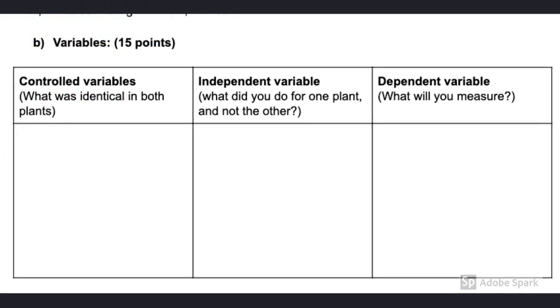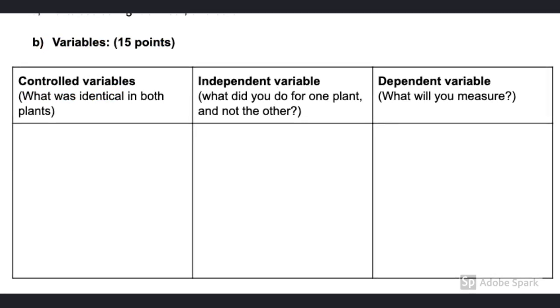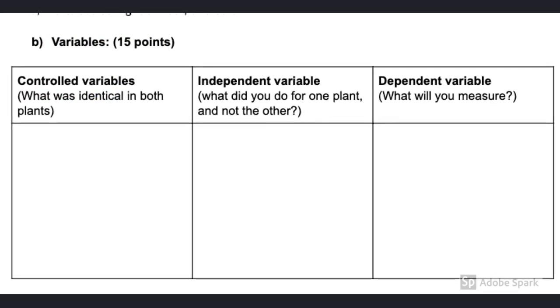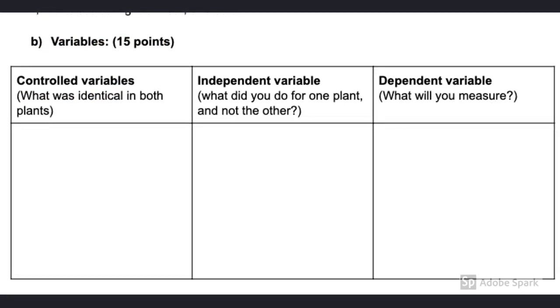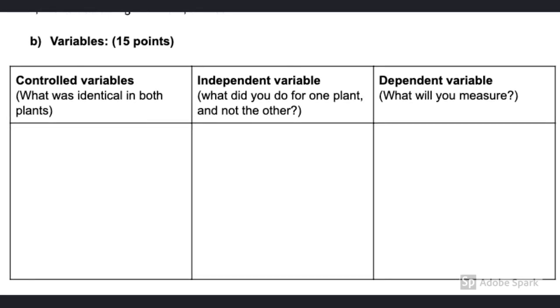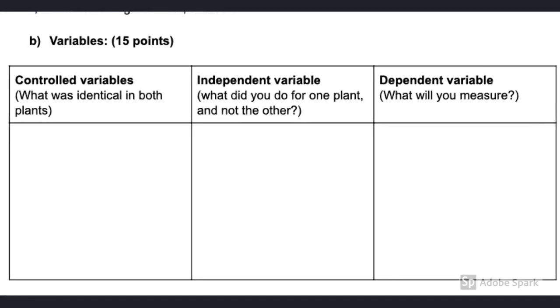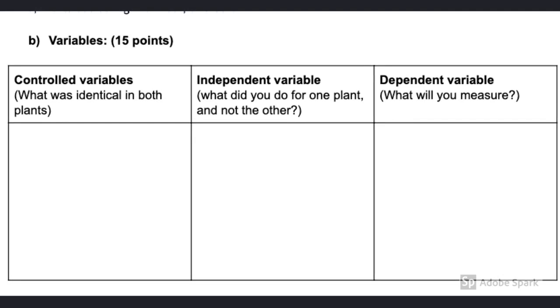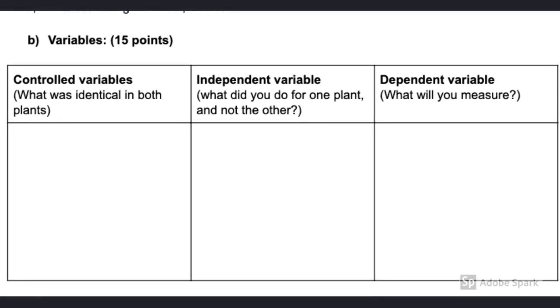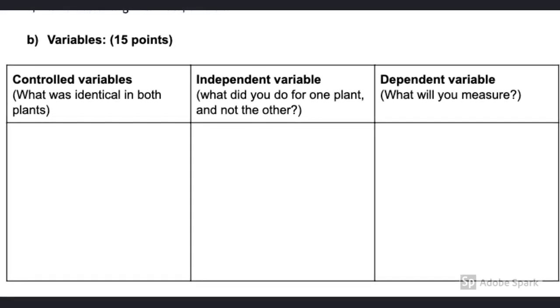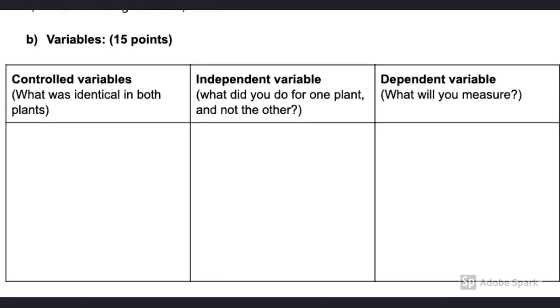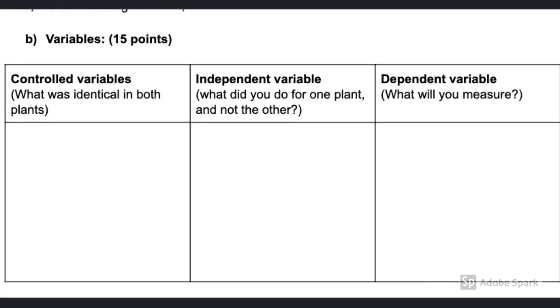Now, again, there are 3 types of variables. Controlled variables. What in the 2 plants is identical? Maybe the amount of soil, the type of soil, and so on. Put it in the first box. Independent variable. What's the one thing that's different between them? Maybe it's the wind. Maybe one gets acid and the other doesn't. It's got to be only one thing. You put that in the middle box.